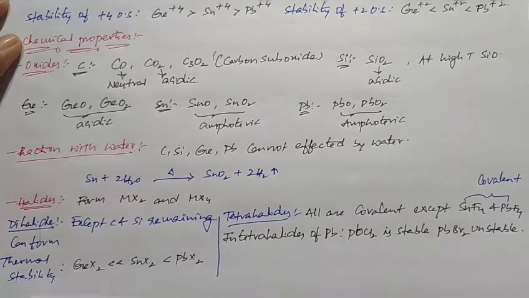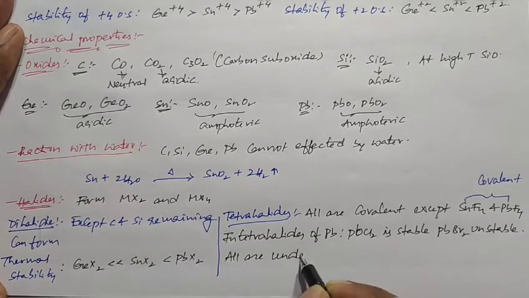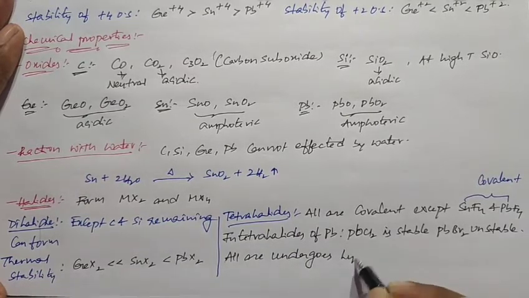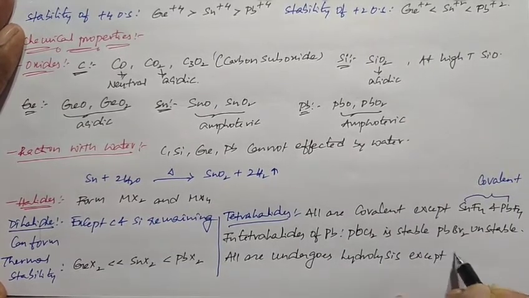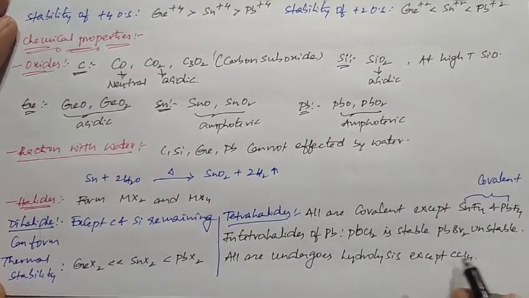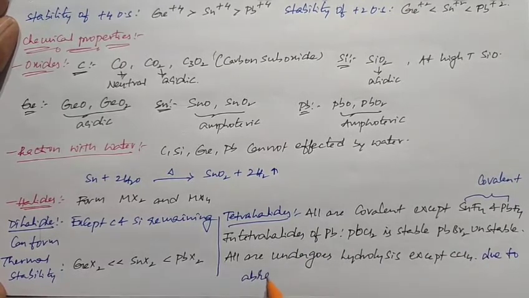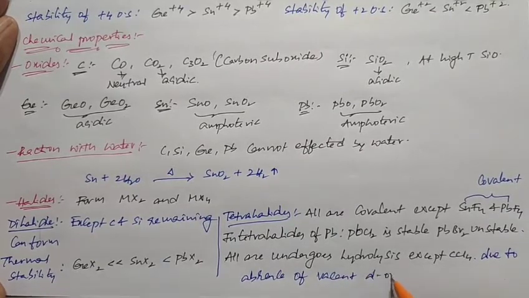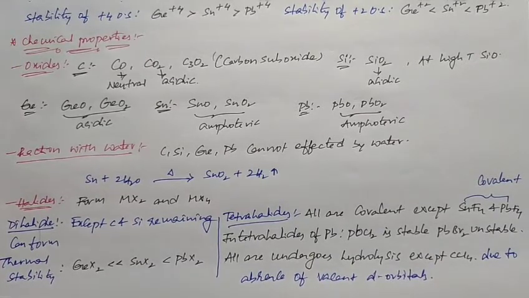All tetrahalides are hydrolyzed by water except carbon tetrachloride. All undergo hydrolysis except carbon tetrachloride. Why? Because of the absence of vacant d orbitals. So this is about the chemical properties of group 14 elements.